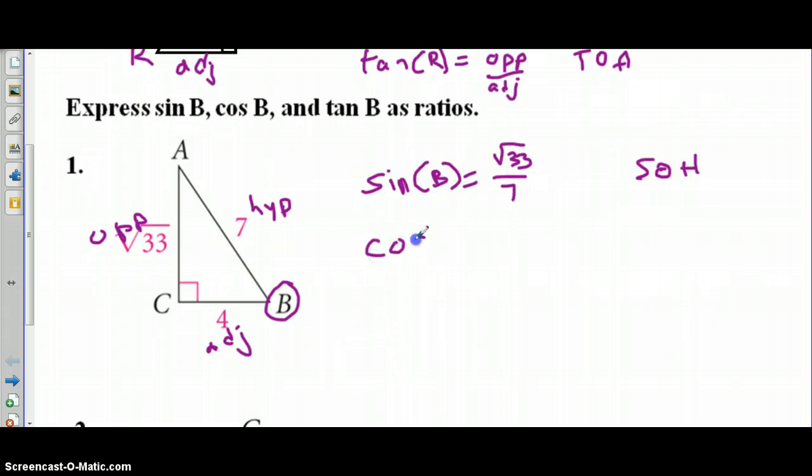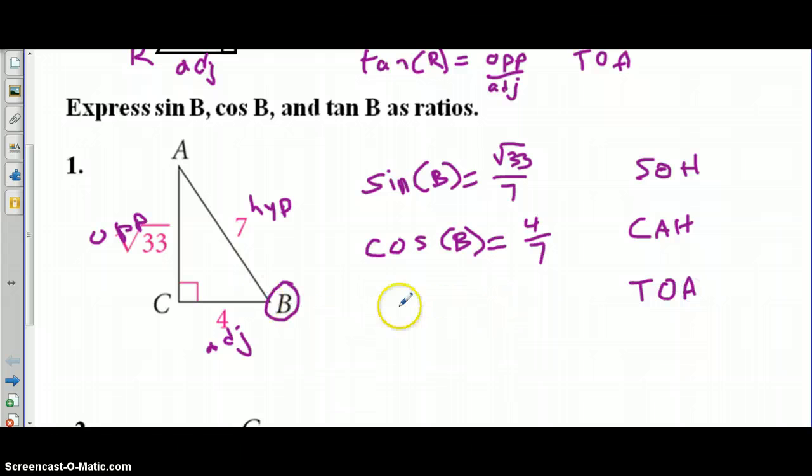The cosine of an angle, again, was defined as the adjacent side divided by the hypotenuse. And so from our reference angle, the length of 4 is the adjacent side length, so 4 over the hypotenuse. The hypotenuse of our triangle is 7, so the cosine of angle B is defined as 4/7. And then the tangent ratio was defined as the opposite side divided by the adjacent.